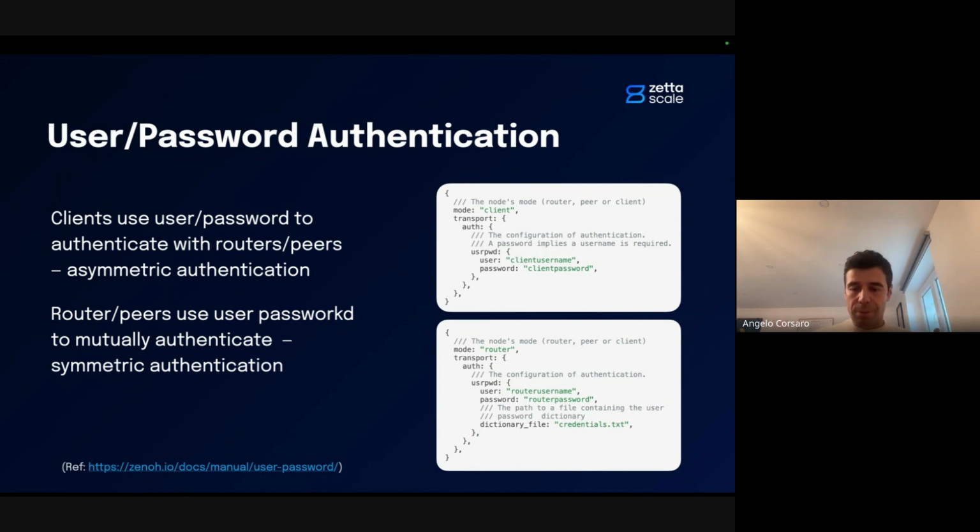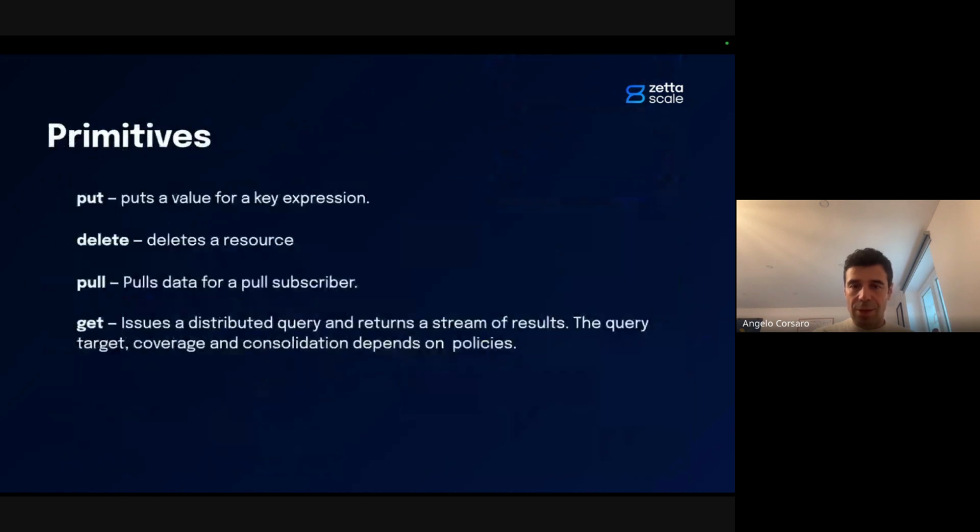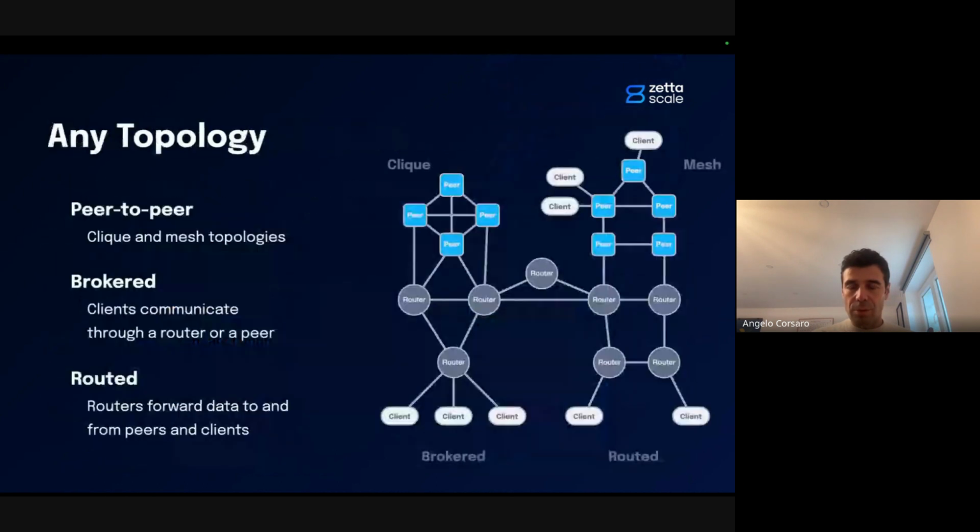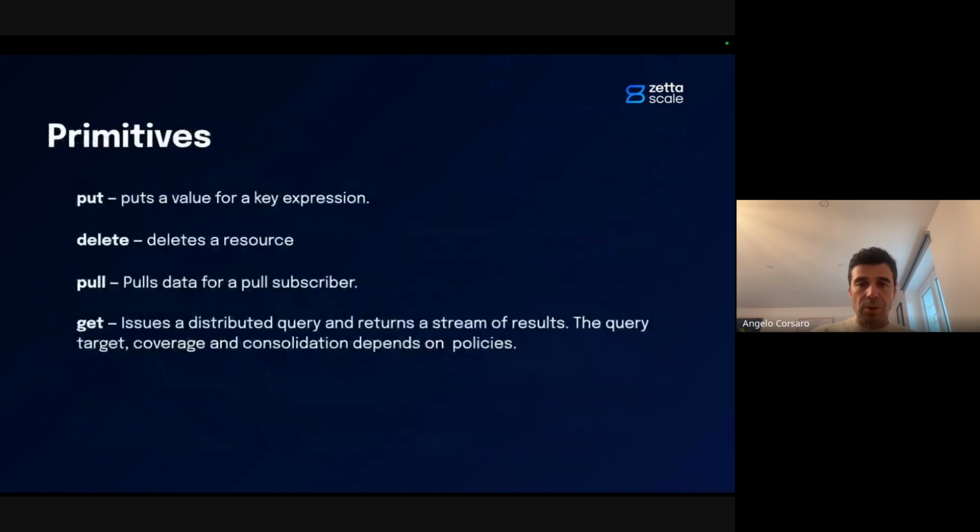So just to recap, if you revisualize a generic Zenoh topology, let me go back a few slides here, right? A client is always asymmetric in terms of authentication with Zenoh. The client has to authenticate with the router, okay? Not vice versa. But for the routers and the peers, it's always mutual authentication, okay? So let me go back here.